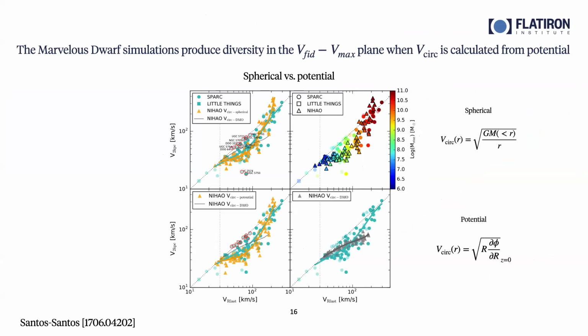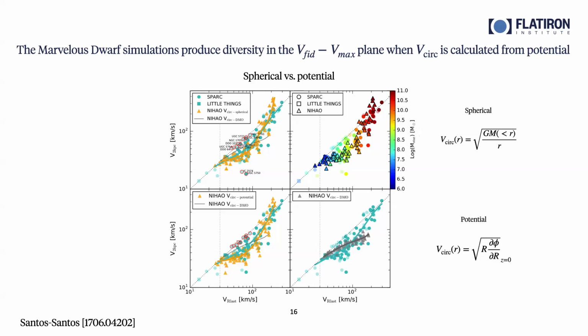So instead of assuming that the circular velocity goes like the square root of the mass enclosed over R, I instead actually calculate the potential, and then I calculate the circular velocity from the potential. Okay, so I'm just gonna focus on these left two panels. The teal points are data, and these gold points are from the Nihal simulations.